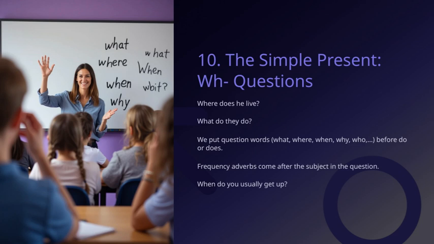Similarly, if we want to ask about someone's residence, we say, where does he live? Notice how the question word, where, is placed at the beginning, followed by does because the subject is he. Remember, when using do or does, the main verb stays in its base form. These question forms are essential for asking about habits and routines in the simple present tense. Understanding where to put the question word and how to use do or does helps us ask clear, correct questions in English. This is a key part of mastering the simple present for everyday communication.